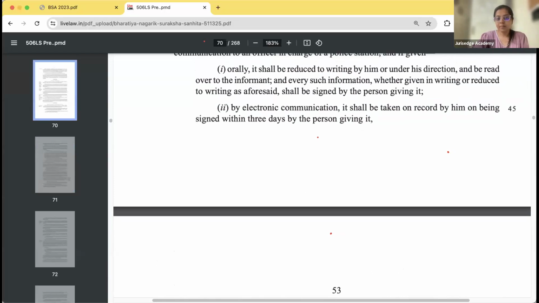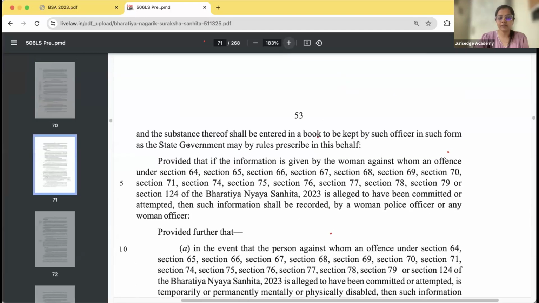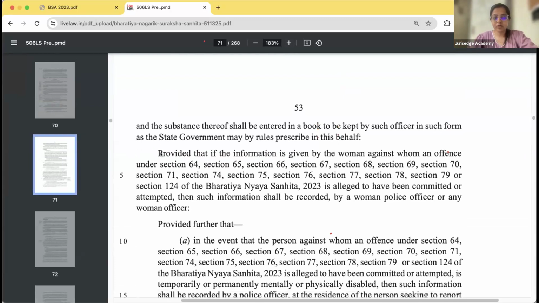Now, if the information is given orally, it is reduced to writing. If the information is given through electronic communication, it is signed, and in case of manual information, the substance shall be entered in a book to be kept daily. A book should be maintained in case of non-cognizable offenses also, and in cognizable offenses also, by the police officers, in such form as the state government may prescribe. This is all about it.